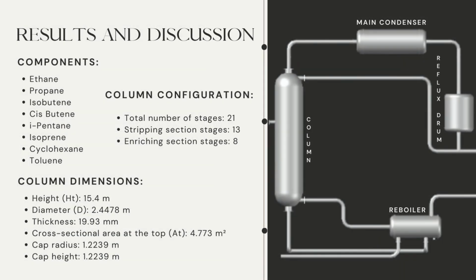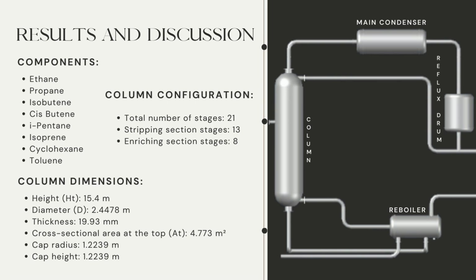Our distillation column is designed to separate a mixture of 8 components: ethane, propane, isobutane, cis-butane, isopentane, isoprene, cyclohexane, and toluene. This mixture presents a challenging separation task due to the varying volatilities of the components. The column configuration includes a total of 21 stages. These stages are divided into two sections: 13 stages in the stripping section and 8 stages in the enriching section. This configuration is designed to optimize the separation efficiency of the components.